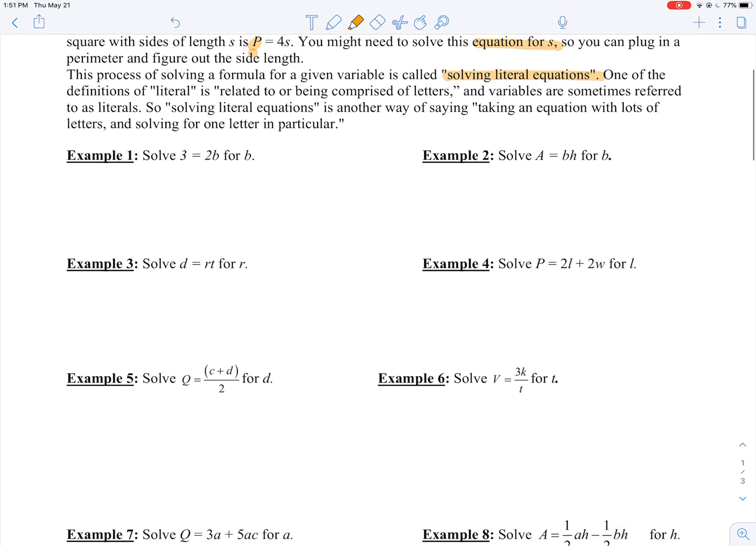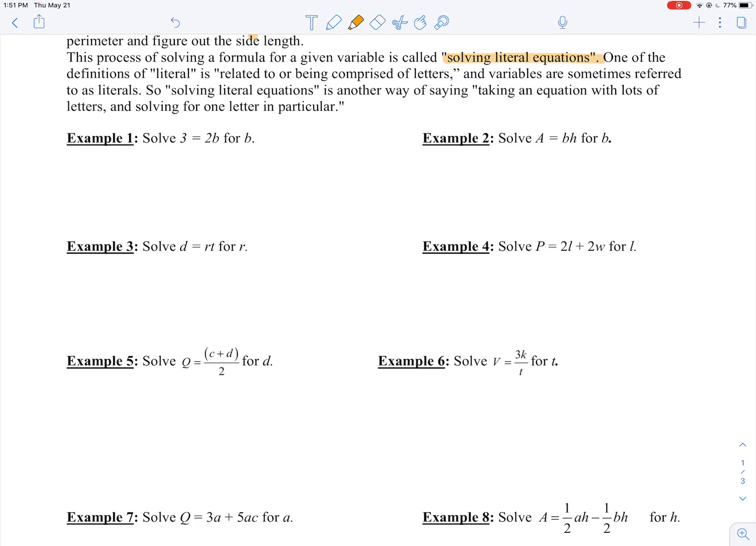So another way of saying solving literal equations is we're taking an equation with lots of letters and solving for one letter in particular. So in example 1, we want to solve this equation for b. To get b by itself, we just divide by 2. And now we have that b equals 3/2. Wasn't that easy? So the next one, we're also solving for b. Well, it's very similar to example 1. Now it's an h. To get b by itself, we're going to divide by h, since currently b and h are being multiplied. And so we get b equals big A over little h. If hopefully you noticed, this equation was the equation for the area of a parallelogram.